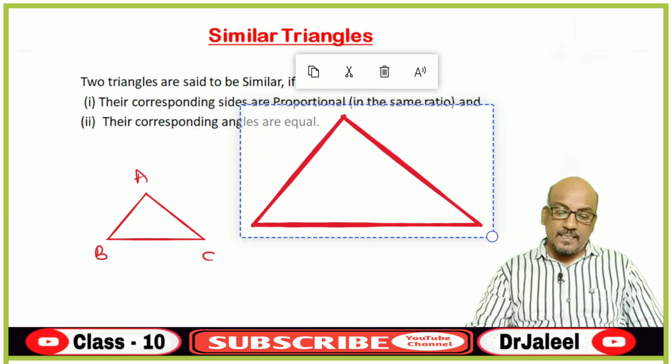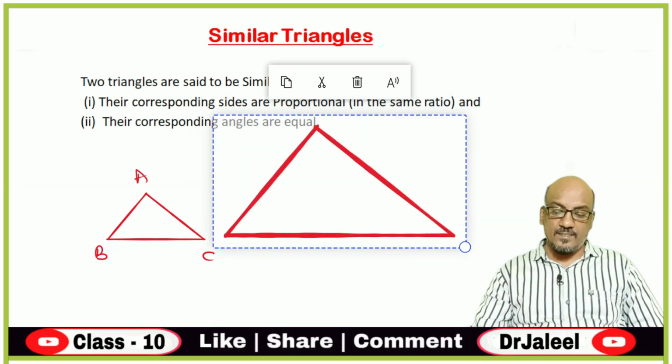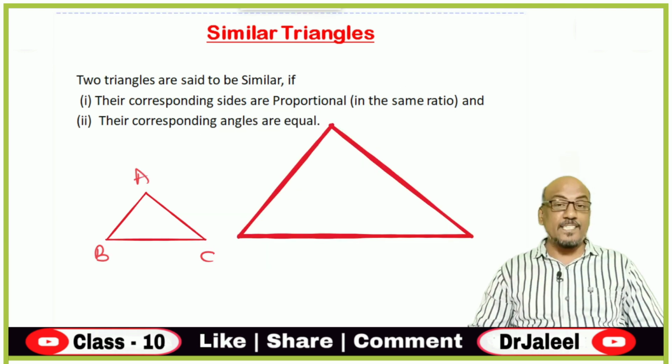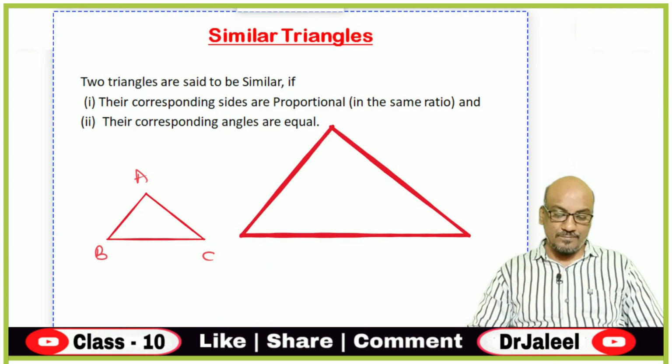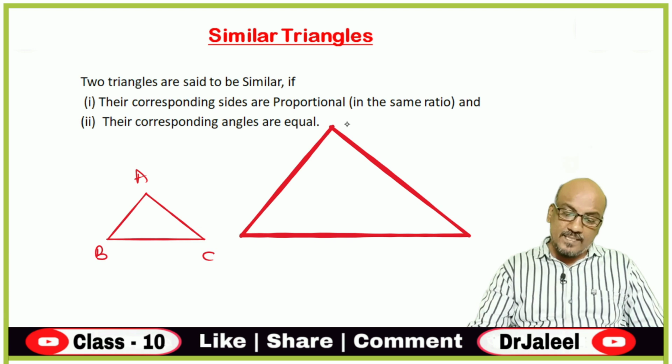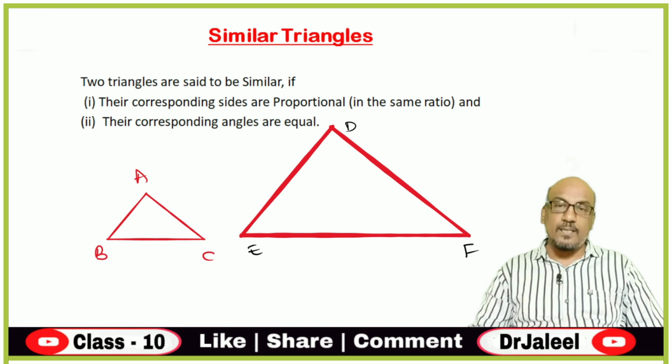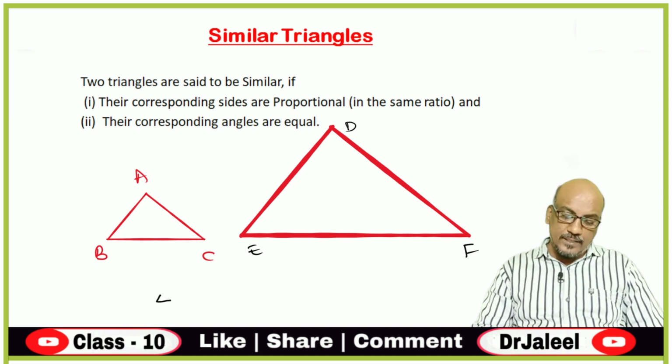When I'm enlarging, the size is changed. The size of the triangle is changed, but the shape did not change. So now when I rename this triangle as DEF, both the triangles are same in shape but not in size. These kind of triangles which are same in shape but not in size are called similar triangles, and we denote similar triangles as ABC.